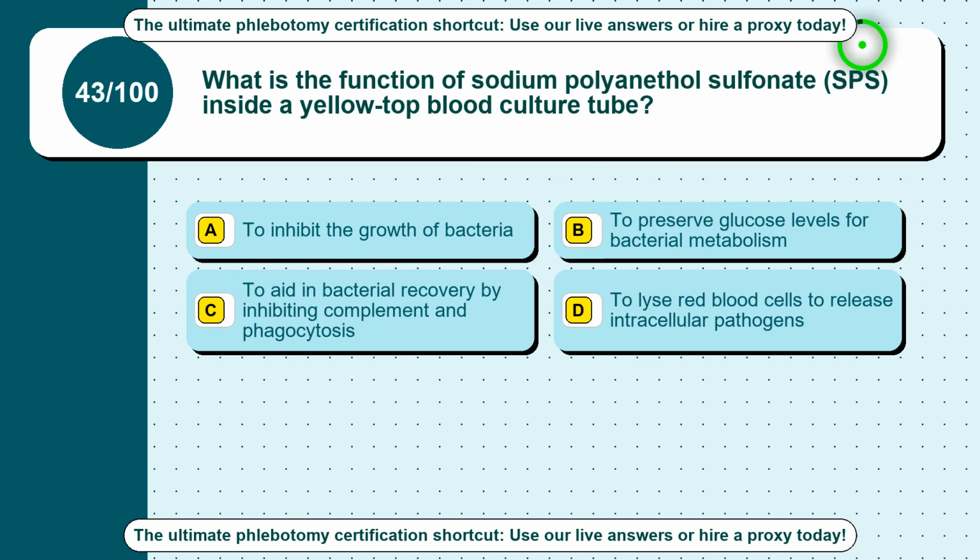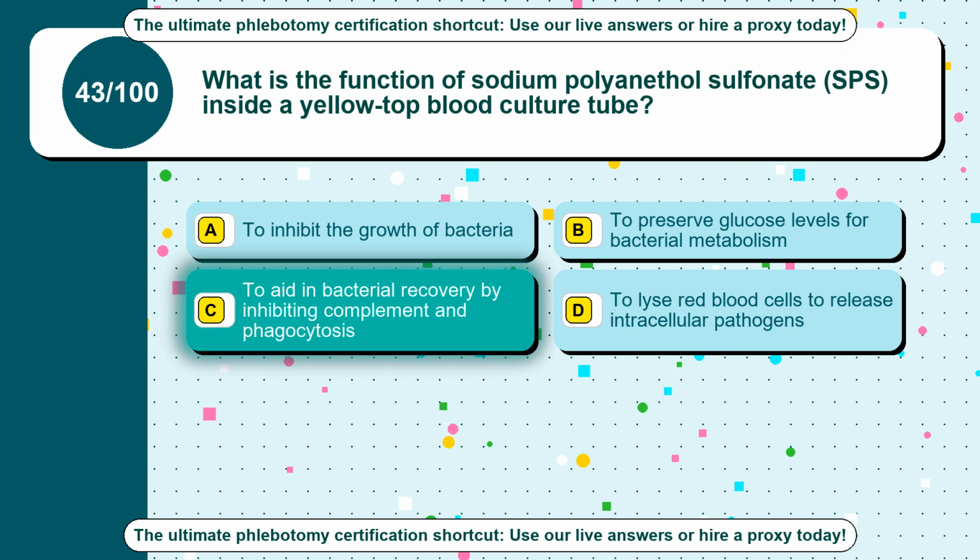Question 43. What is the function of sodium polyanethol sulfonate, SPS, inside a yellow top blood culture tube? Option A, to inhibit the growth of bacteria. Option B, to preserve glucose levels for bacterial metabolism. Option C, to aid in bacterial recovery by inhibiting complement and phagocytosis. Option D, to lyse red blood cells to release intracellular pathogens. The correct answer is option C, to aid in bacterial recovery by inhibiting complement and phagocytosis.